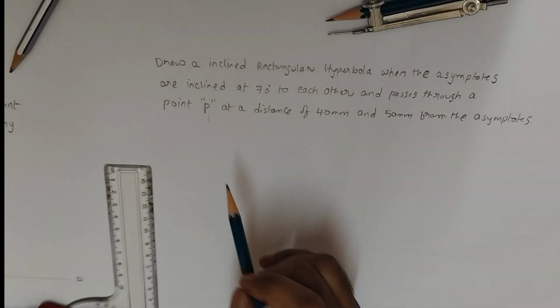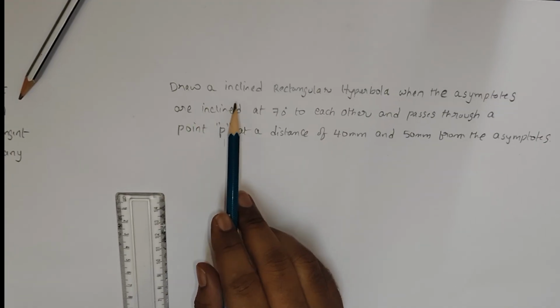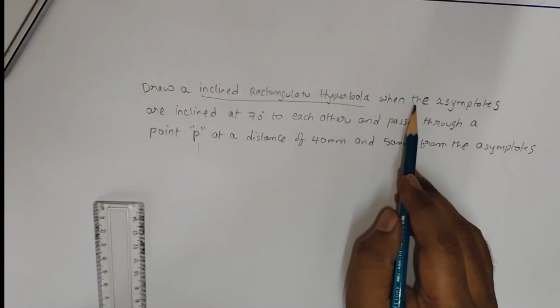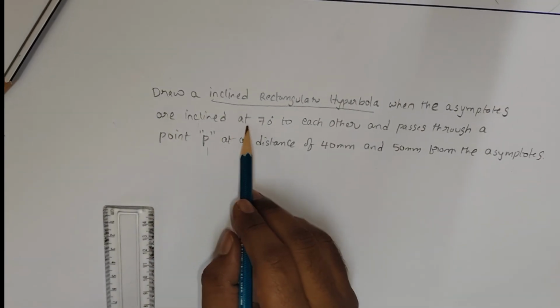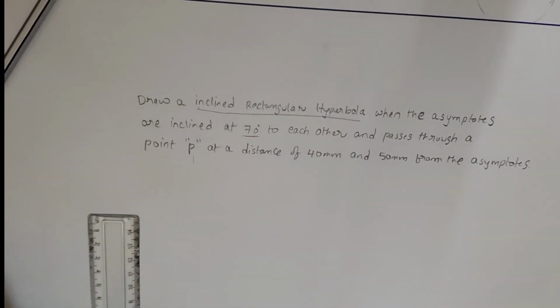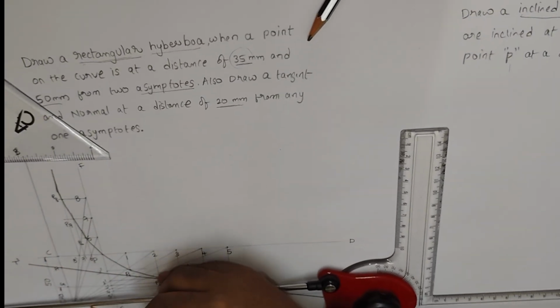Rectangular hyperbola. See the question. Draw an inclined rectangular hyperbola, when the asymptotes are inclined at 70 degrees. See, actually, in a rectangular hyperbola the two asymptotes are at right angles to each other. It will be 90 degrees.